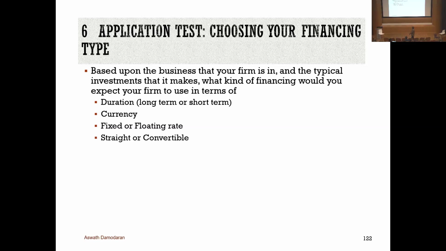So at least focus on duration, currency, fixed or floating. The duration is going to be based on whether your projects are long-term or short-term. Currency is going to be based on what currency your cash flows are in. Fixed or floating rate is going to be based on how much pricing power you have.